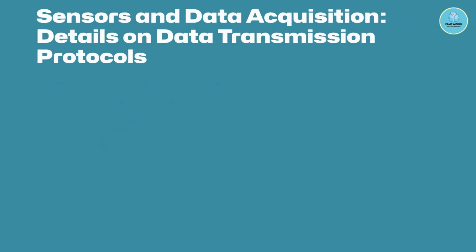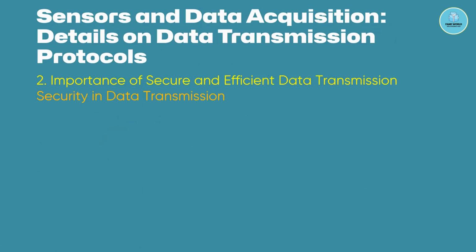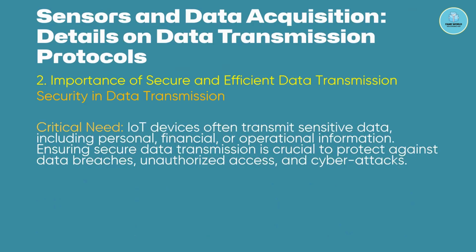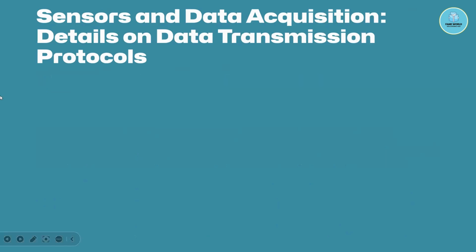Okay, so the next one after this is the importance of secure and efficient data transmission. Security in data transmission is required, and the critical need is that IoT devices often transmit sensitive data, including personal, financial, or operational information. Secure data transmission is crucial to protect against data breaches, unauthorized access, and cyber attacks.